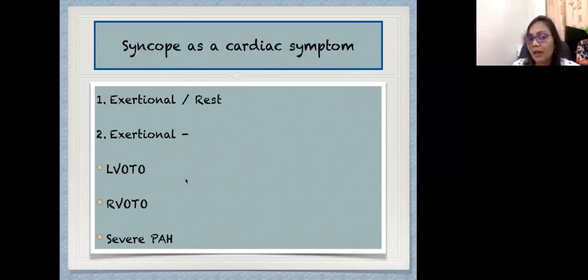So syncope is a cardiac symptom. It could be either exertional or at rest. Exertional syncope is a classic presentation of heart disease with left ventricular outflow tract obstruction, like aortic stenosis, which could be valvar, subvalvar, or supravalvar. Right ventricular obstruction, again pulmonary stenosis, either valvar, subvalvar, supravalvar. Even pulmonary hypertension patients can present with syncope as a symptom.